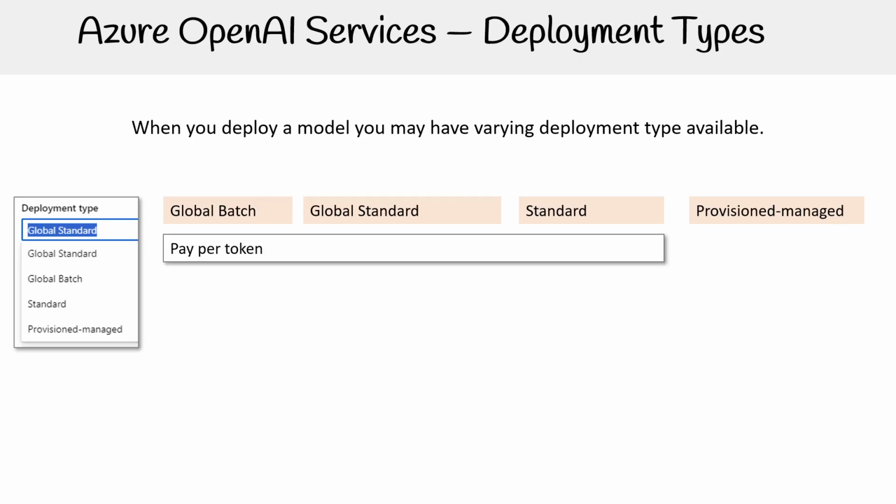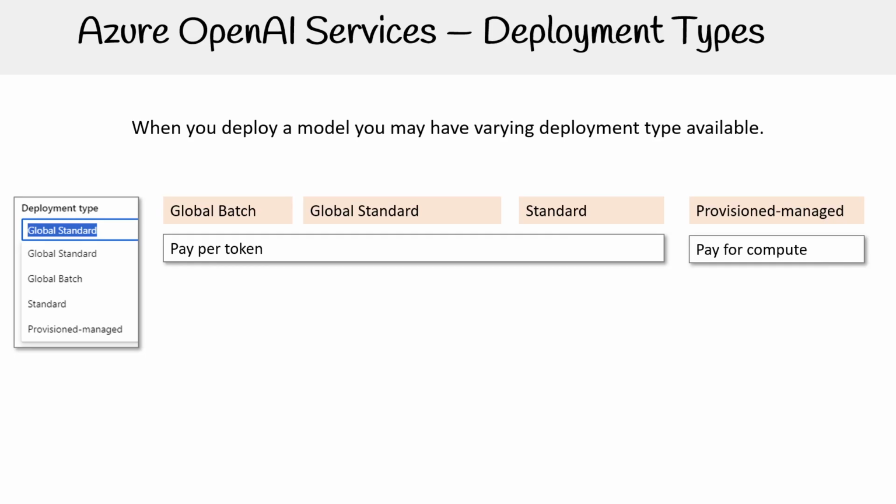So for global batch, global standard, and standard, you're paying per token. So it's based on your inputs and your outputs combined, okay? For provisioned manage, you are spinning up compute. So you're paying for the underlying compute.